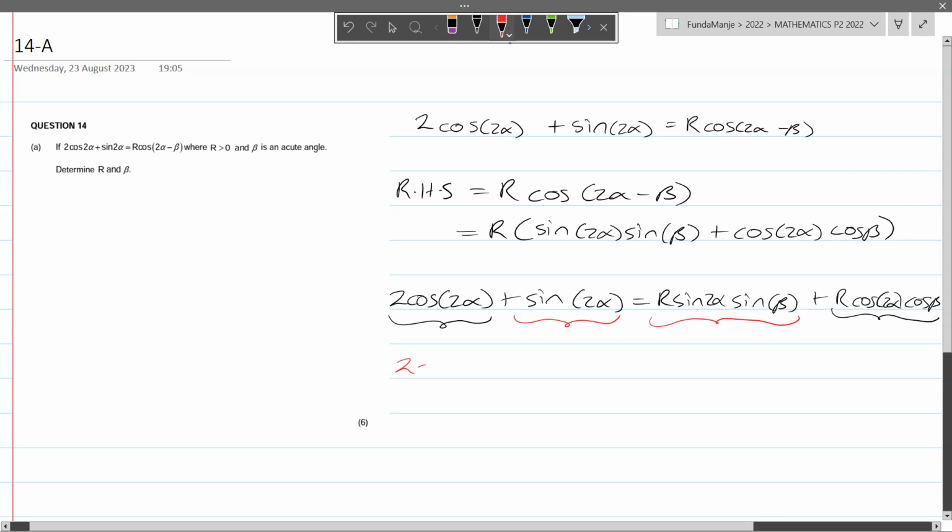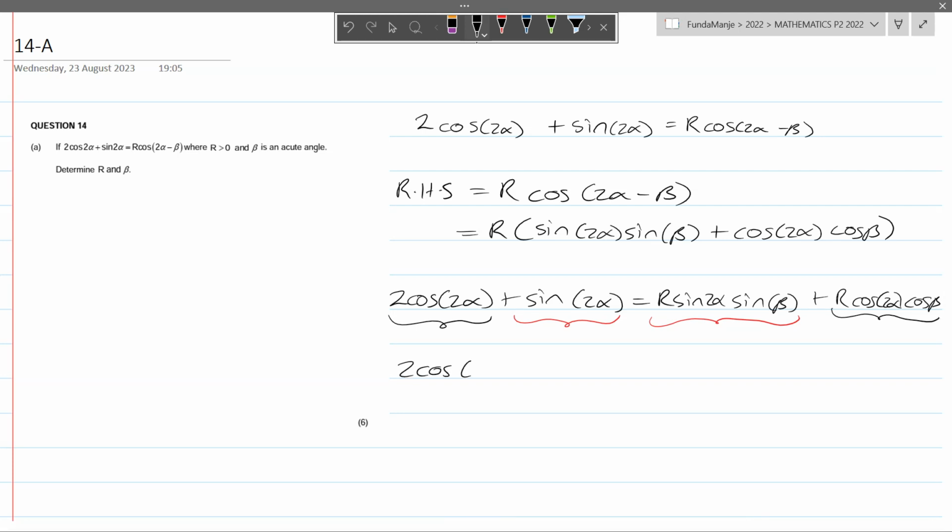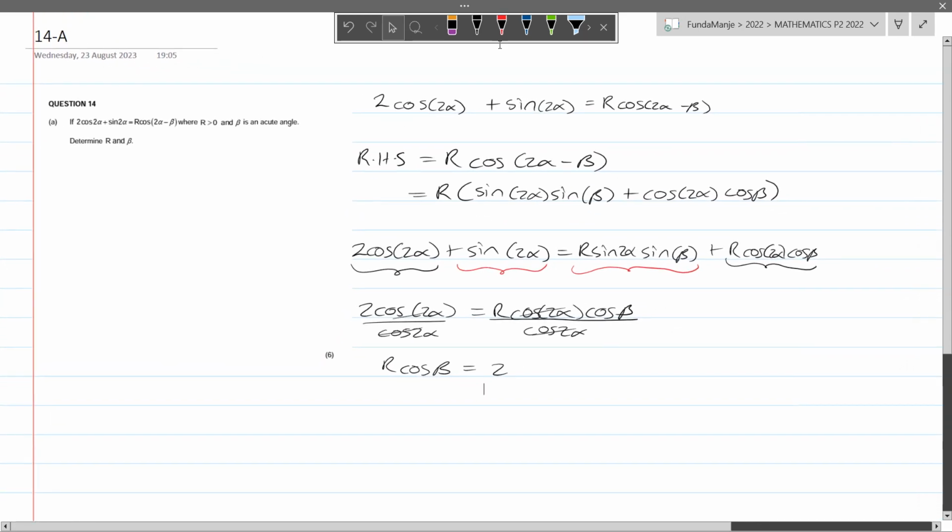So we say 2 cos 2α should be equal to r cos 2α cos β. If we divide both sides by cos 2α, we get that r cos β will be equal to 2. And this is only for one of them.